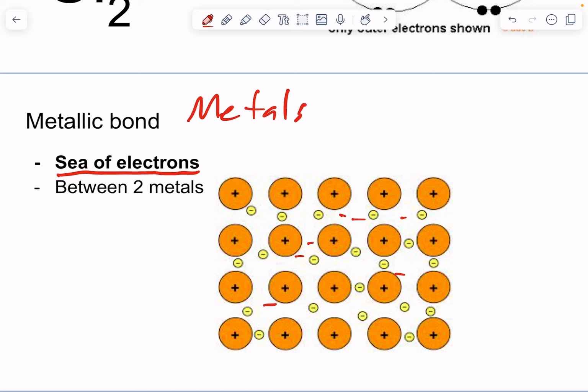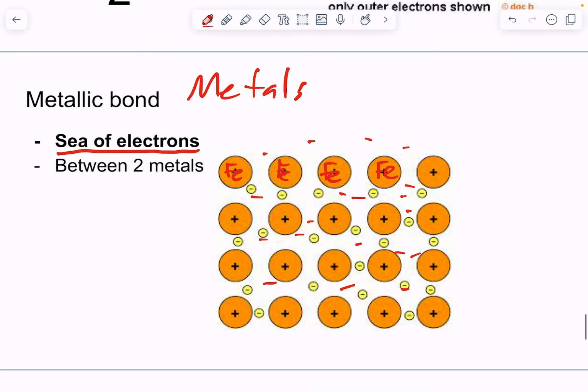These are the actual atoms. Think of this as an iron atom, another iron atom, another iron atom, another iron atom right here. And they just have electrons that flow throughout. We call it a sea of electrons. These electrons are allowed to flow wherever they please. And that is why metals are really good conductors of electricity, because of these electrons that just get to flow throughout. So it's much different from the other types of bonds.